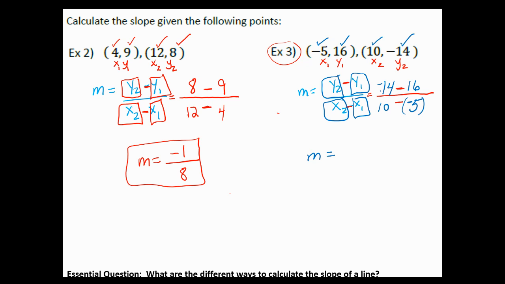So let's do the top first. What's negative 14 minus 16 more? It's negative 30. You can use a calculator on that. You would enter negative 14 minus 16. And on the bottom, 10 minus minus 5 becomes 10 plus 5. So a lot of times in middle school, they would say negative negative makes plus plus. So that becomes 10 plus 5, which is 15. And then 30 divided by 15 is a 2, and you have a negative involved, so it's negative 2.